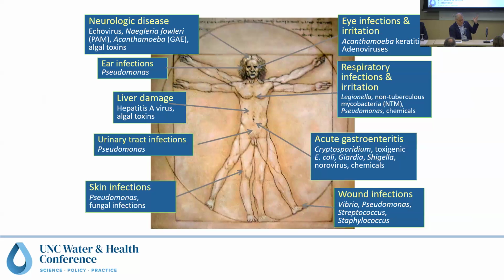And so I like to use this one as a way of showing all the different types of exposures and ways that we can have infectious diseases. So this is focused on infectious diseases. From neurologic diseases, like water going up your nose and you get Naegleria fowleri infections, to eye infections if you rinse your contact lens in tap water. Tap water is not sterile, right? So you get these infections.